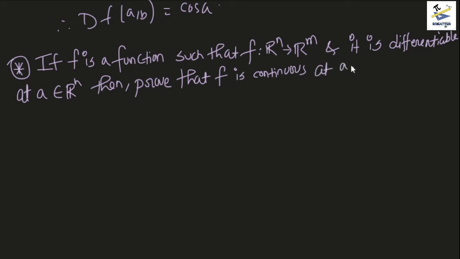So we are required to prove that if f is a function from R to the power n to R to the power m, and it is differentiable at a belongs to R to the power n, then it is also continuous at a, which is from R to the power n. So this is a direct analog of the property in single variable calculus, which says that if a function f is differentiable at a point a, then it is also continuous at the point a, but it is not necessarily true the other way around, right?